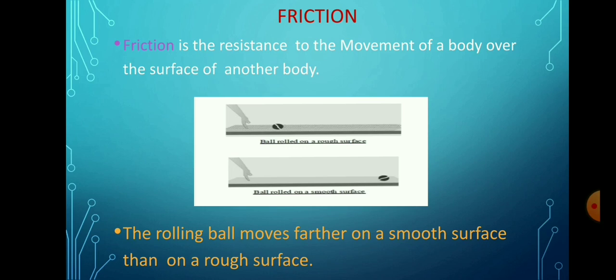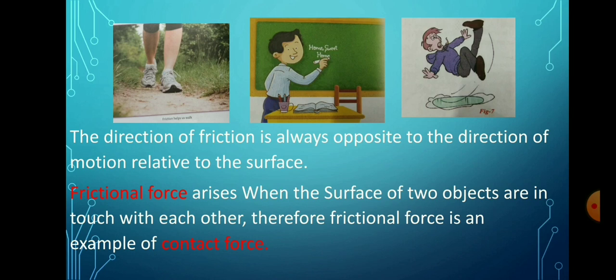How are we able to walk on the road? And how are we able to write on the blackboard? Because of friction. If there is no friction, we can't walk, we can't write, and we can't do so many activities.